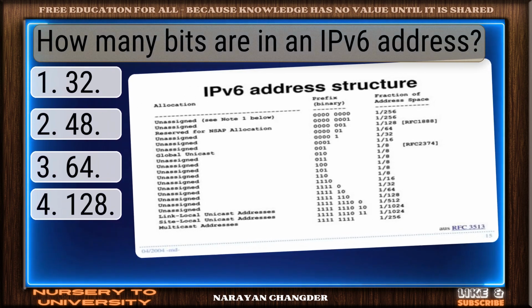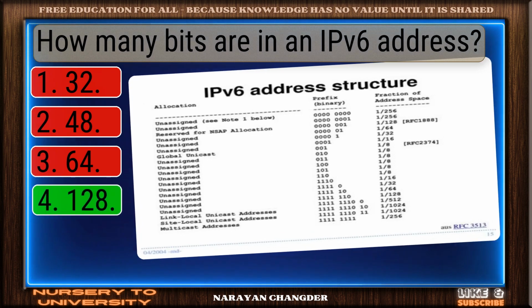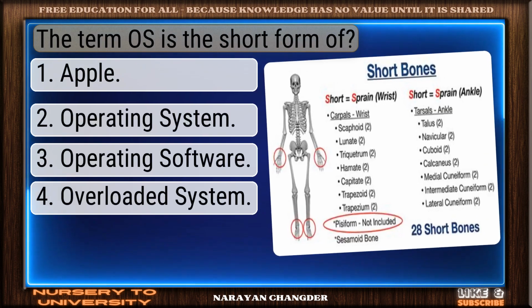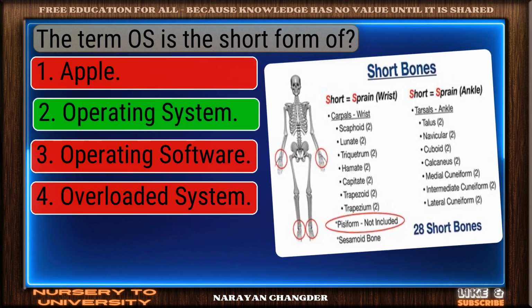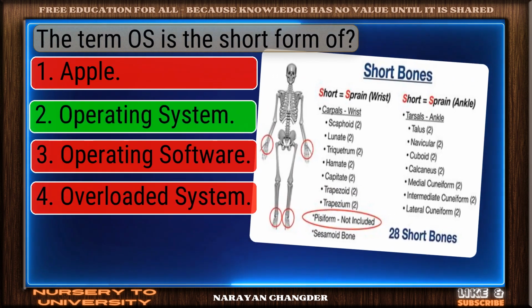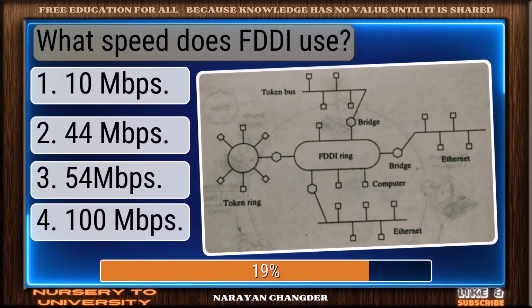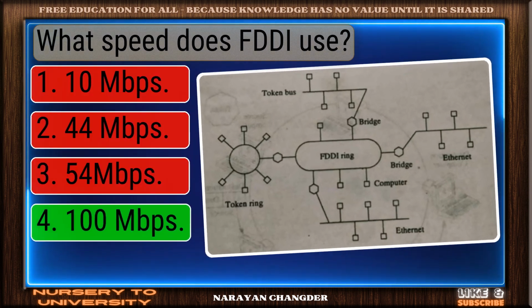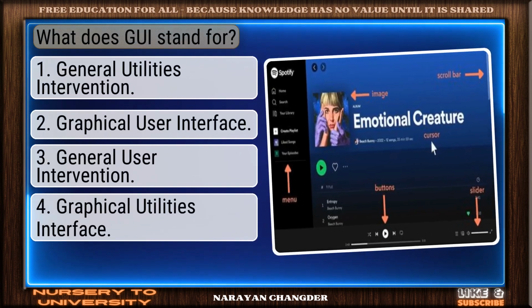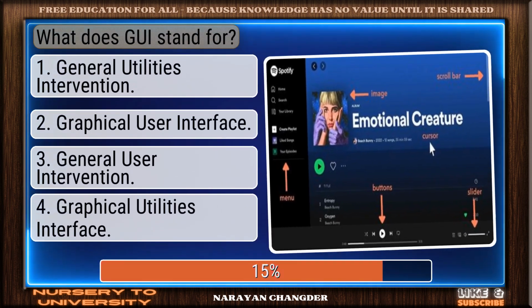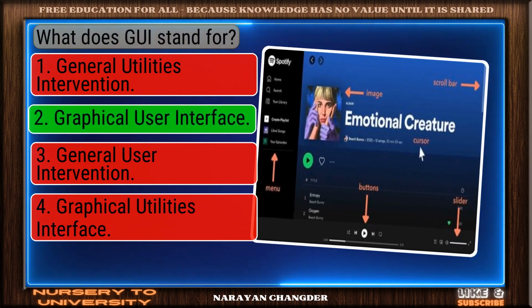How many bits are in an IPv6 address? Smart move. 128 is an accurate answer. The term OS is the short form of. Nice selection. Operating system is the correct and valid answer. What speed does FDDI use? Exactly. 100 Mbps makes sense and it is the right choice. What does GUI stand for? Sharp thinking. Graphical user interface is the right choice.